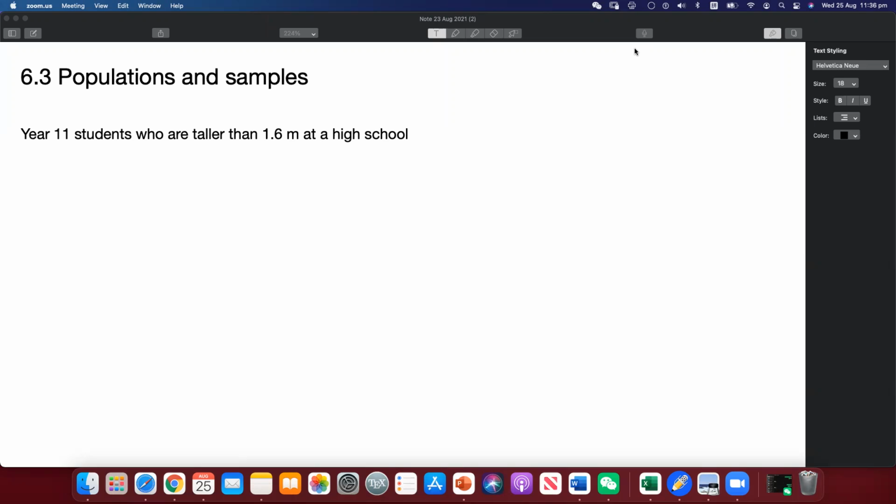Hi, year 11s. Today we're going to look at 6.3 populations and samples. To start with, let's understand the concepts between populations and samples.